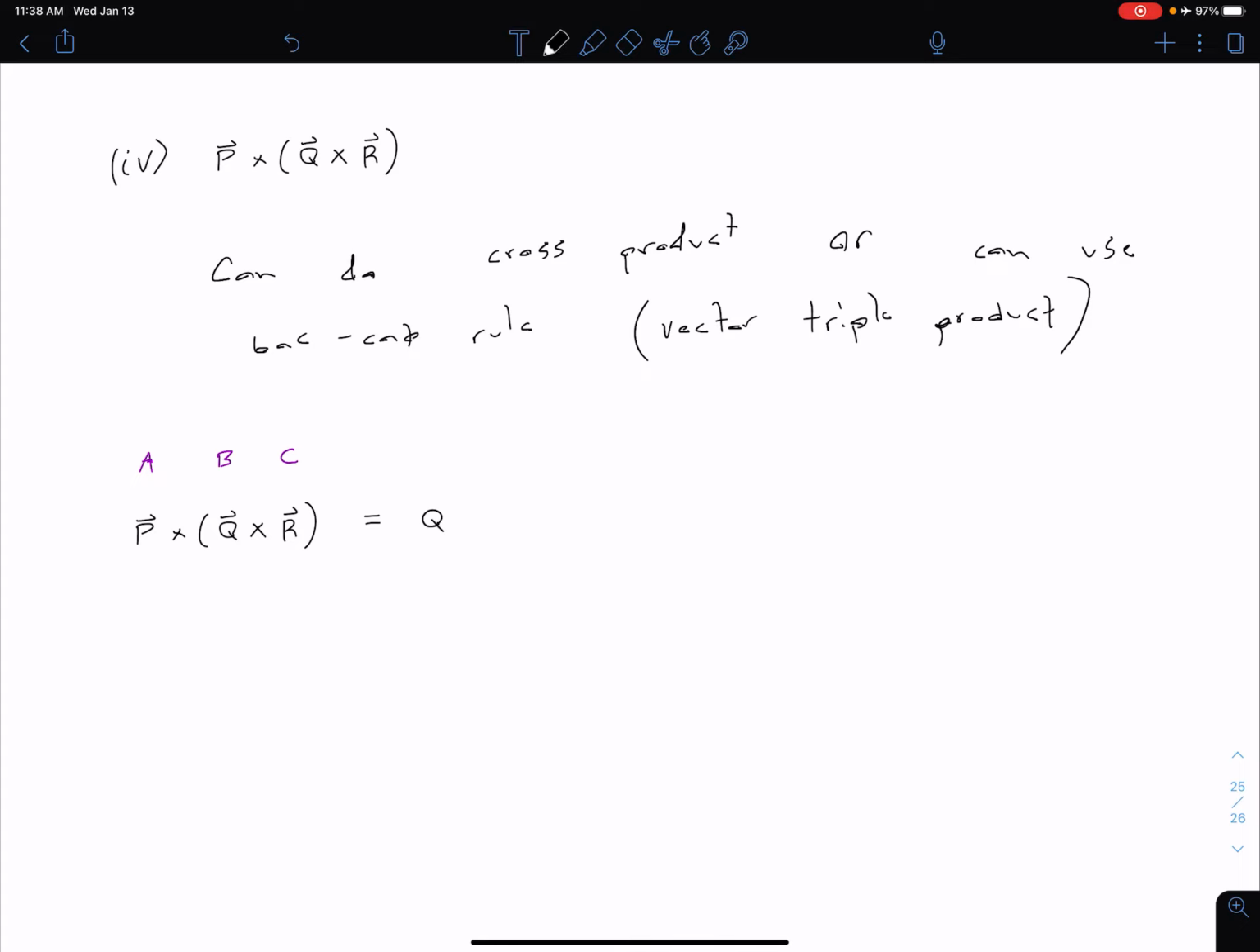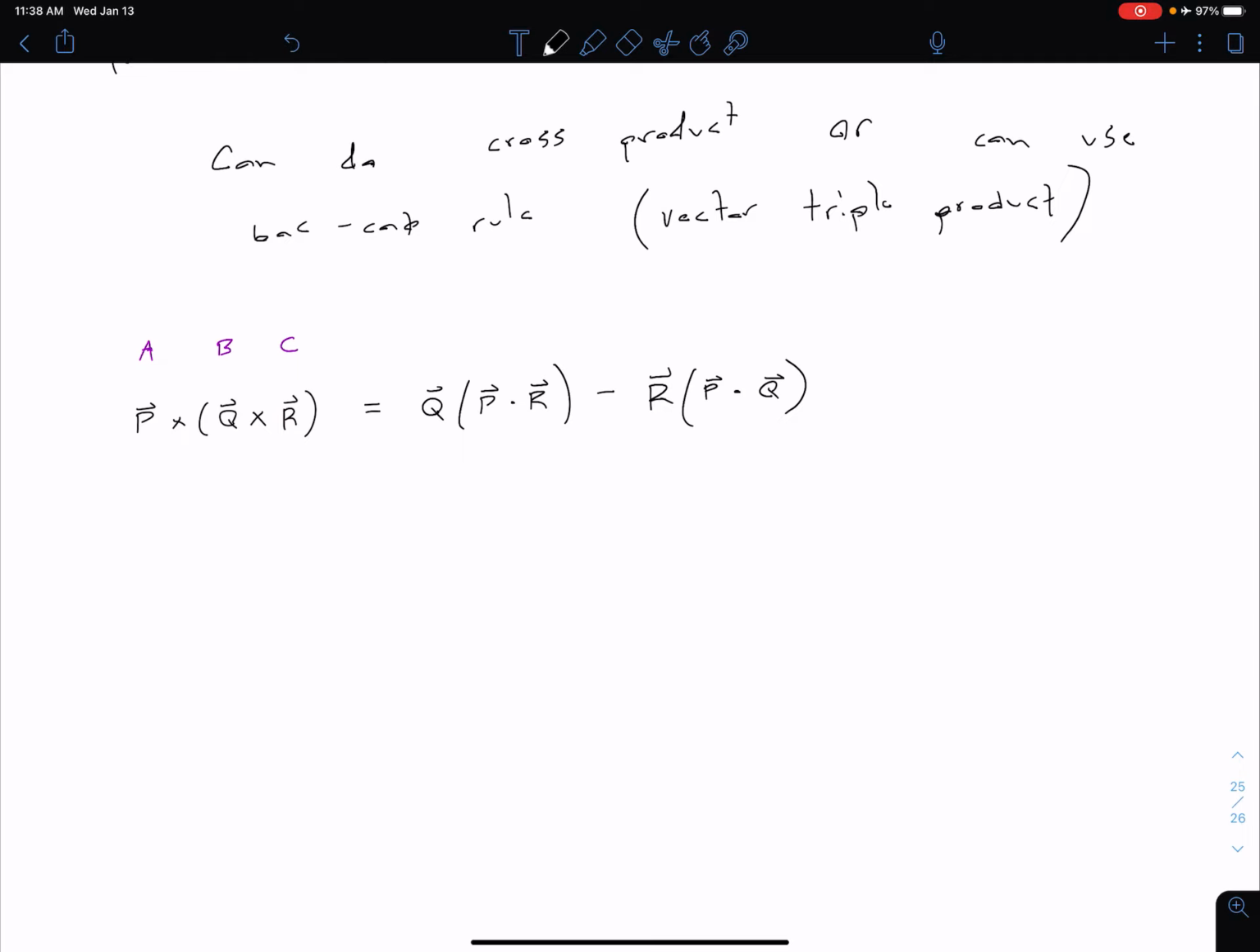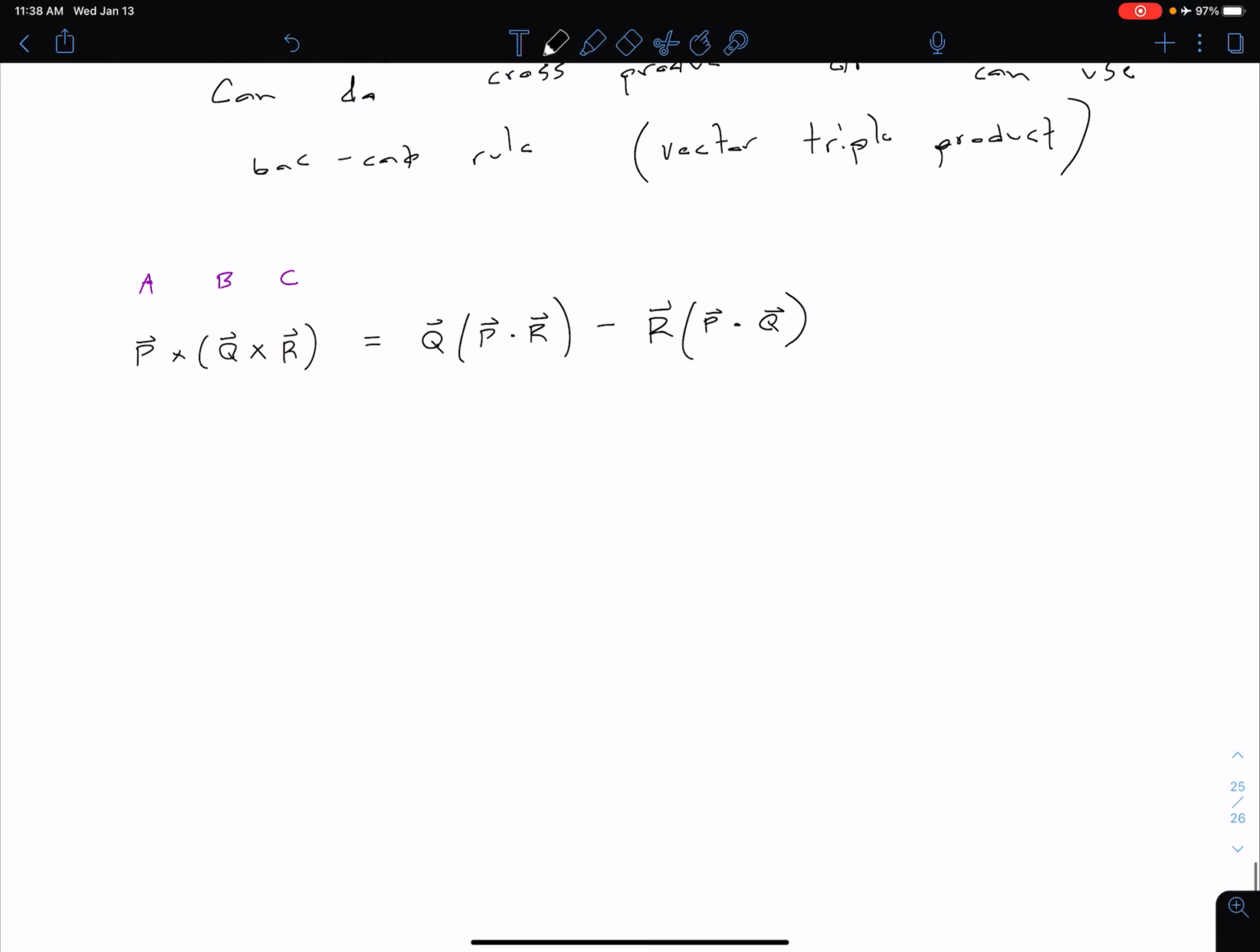So with that in mind, we can write that this vector triple product is equal to BAC, so in this case our B is like Q, times the dot product of A with C, so P dot R. And then CAB, so we subtract. C corresponds to R in this case, and that's multiplied by our AB, so that's going to be P dot Q. So now we can evaluate the right-hand side of this equation, and that's going to be a lot easier generally than doing two cross products. But again, that's personal preference. If maybe you like doing cross products better, you can definitely do that.